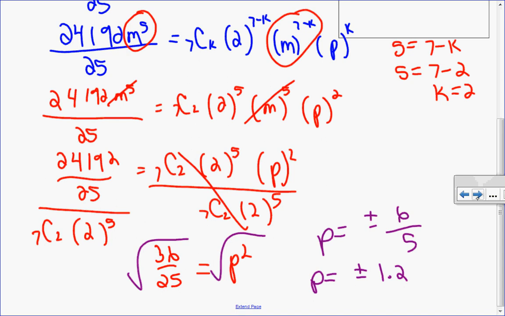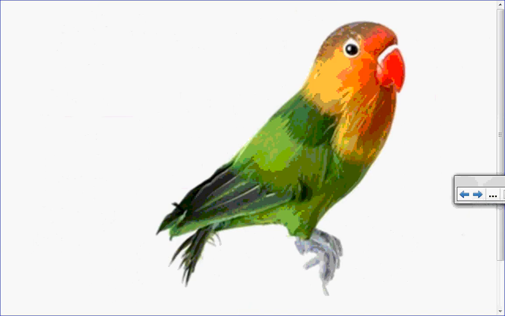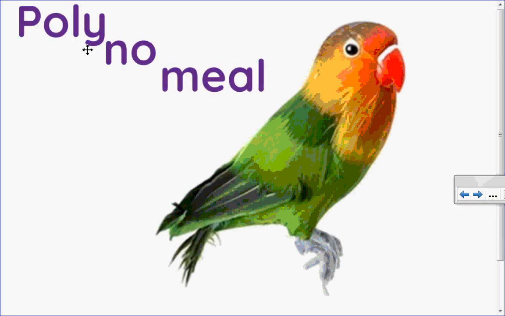So this is some good examples of binomials, but I just want to talk about my friend parrot here. What do you call a parrot that hasn't eaten breakfast? Well, it's not a binomial, it is a polynomial. Get it? See, you thought I wouldn't have a joke, but there it is.